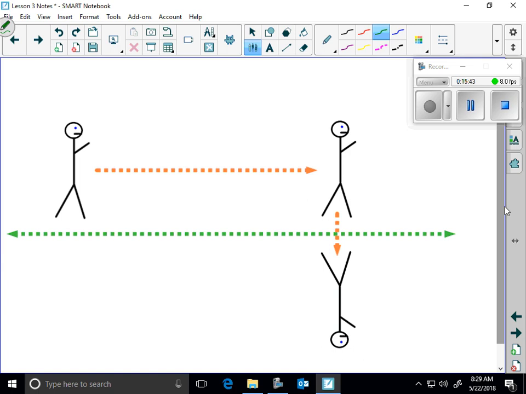Would that be the same as a reflection followed by a glide? Would it? What do you think? Yes or no? Yes, it would be. So here is, I'm not going to do the blue eye.